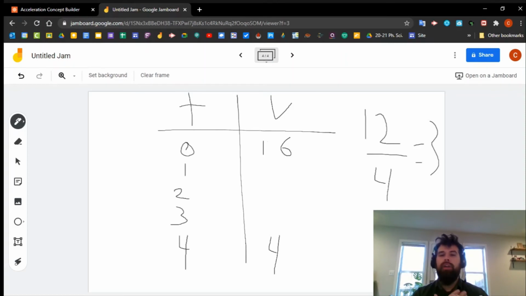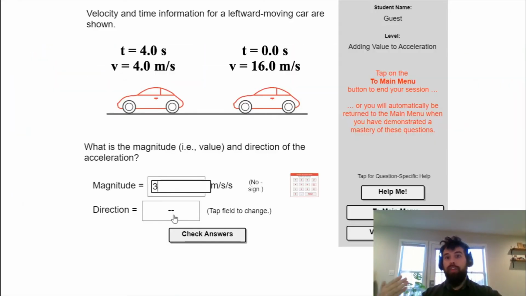Basically, if we're slowing down 3 meters a second every second, then we should wind up going from 16 to 4 in 4 seconds by subtracting 3 each time. So 16 minus 3, that's 13. And then 13 minus 3 is 10. And then 10 minus 3 is 7. And then 7 minus 3 is 4. So it looks like we've got it. And thanks to the table, we were able to check our answer. If we're moving to the left and we're slowing down, then our acceleration has to be going the other way, to the right.